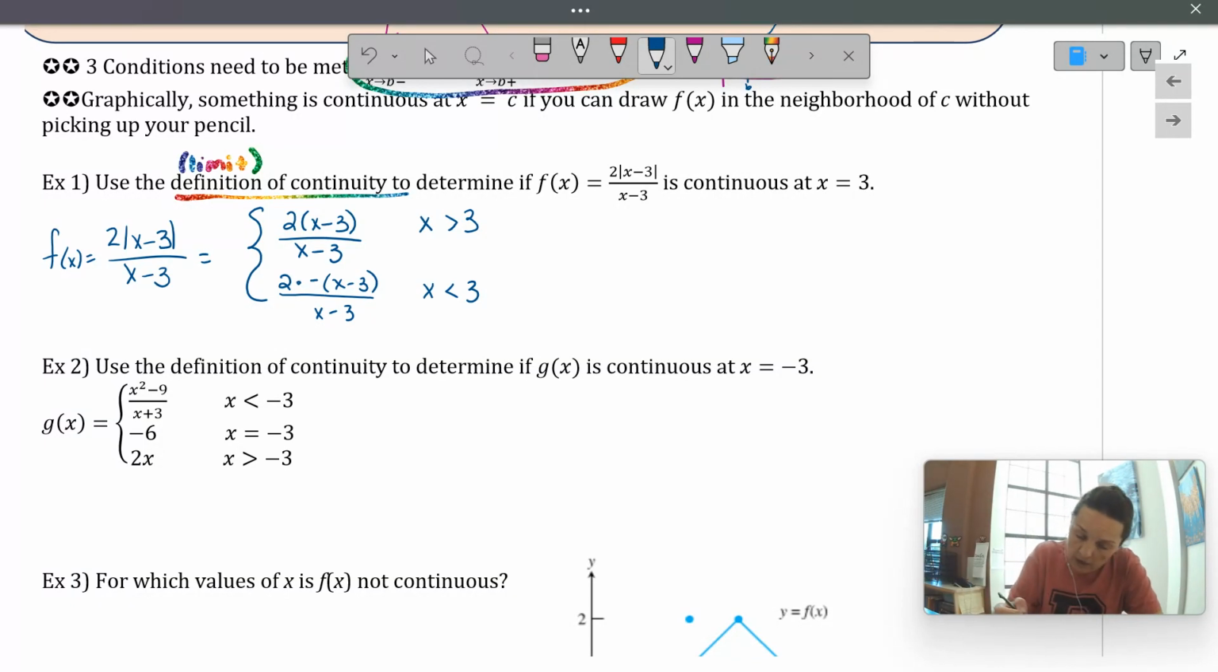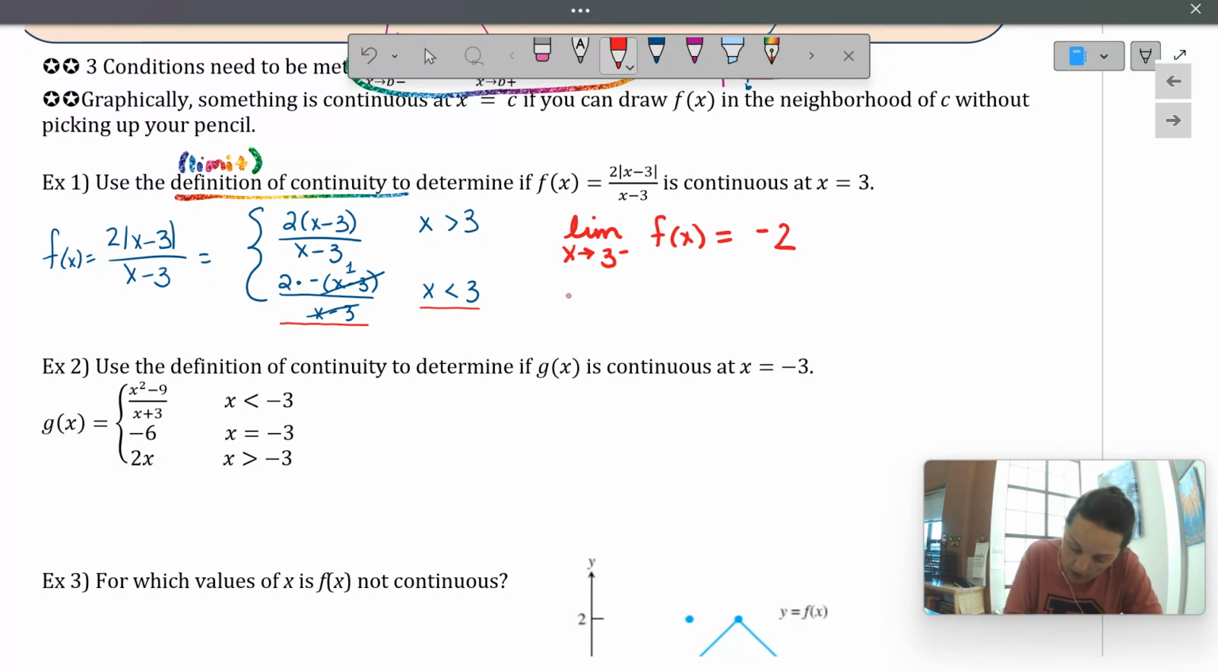Okay, cool. So then this says use the definition of continuity. The definition of continuity says take the limit as x approaches 3 from the left and see what you get. If x approaches 3 from the left, then that's when x is less than 3. I'd plug 3 into here. These x minus 3's effectively cancel out, which means that's 2 times negative 1. That's going to be negative 2.